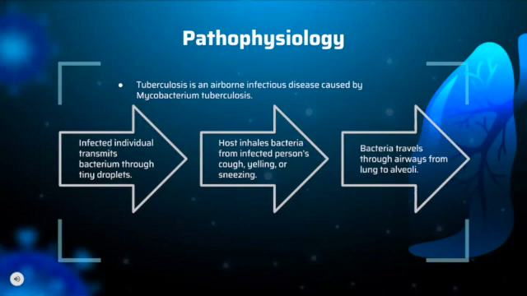When an infected individual and susceptible hosts are together and the infected individual coughs, sneezes, or yells, they release droplets that contain Mycobacterium tuberculosis. When the susceptible hosts inhale, they are inhaling the tiny droplets that contain the bacteria. The bacteria then travel down the respiratory system from the trachea through the bronchus and bronchioles, and mainly reside inside the alveoli.